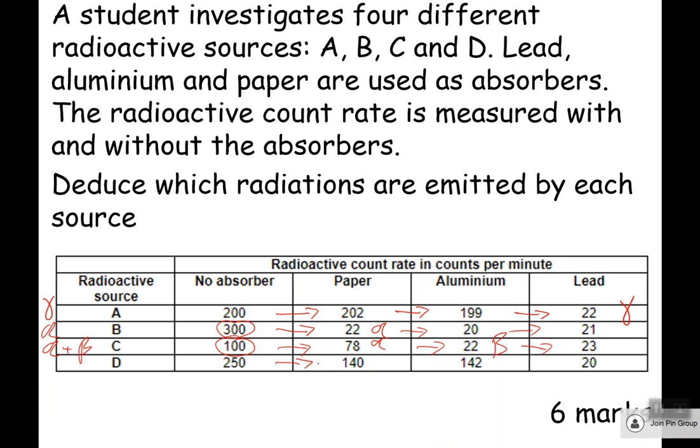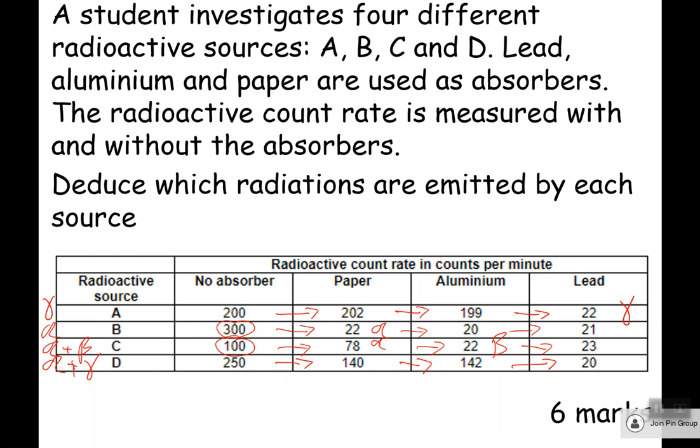Third one, considerable difference here, so it's giving out alpha. Nothing much, it's gone up again, randomness, not beta. Quite a large difference here. It is, sorry, get rid of that, gamma.